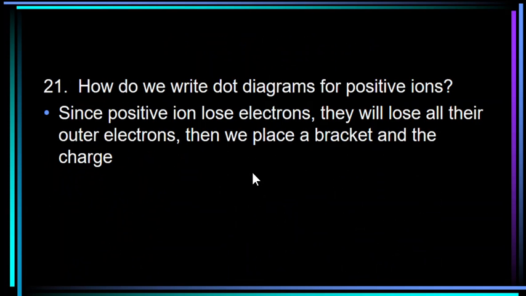All right. So how do we write dot diagrams for positive ions? Since positive ions lose electrons, they will lose all their outer shell electrons. Then we place a bracket and a charge. So since positive ions lose electrons, then all we're going to do is, did we skip one? Yes. Oh, okay. Well, finish writing this down, and we'll come back. We haven't learned how to write dot diagrams, have we?